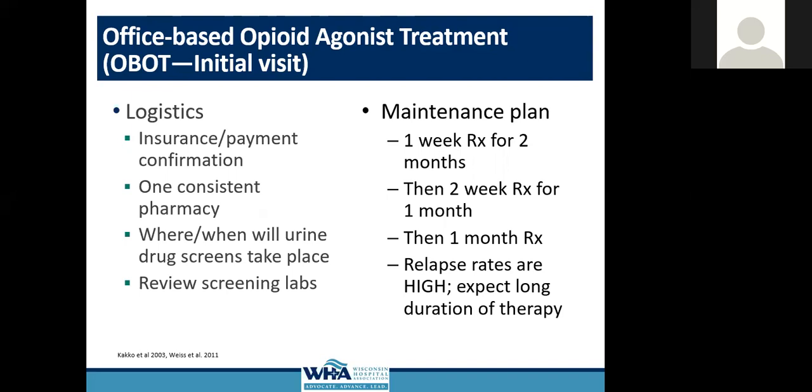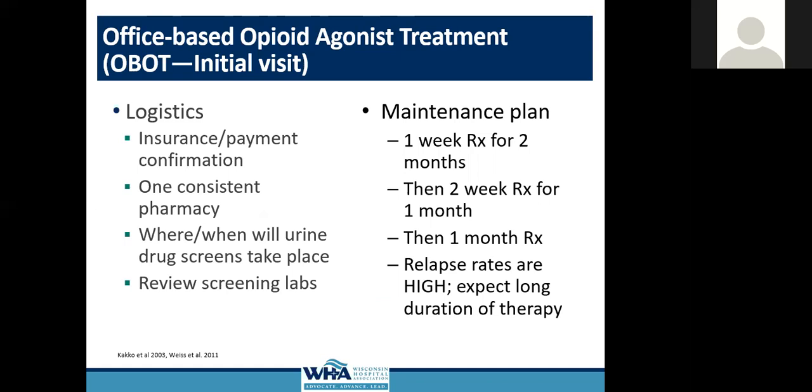actually responding. You want to make sure that your patient is always using one consistent pharmacy. That's just good practice, so there's no diversion. So you can check the PDMP and make sure they're always going to the right place. You want to establish where and when urine drug screens will take place, so your patient knows that this is part of the therapy, is having urine drug screens. And then you'll review their screening labs that we talked about before.